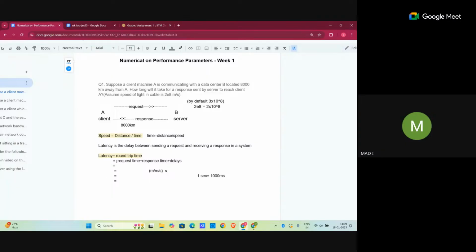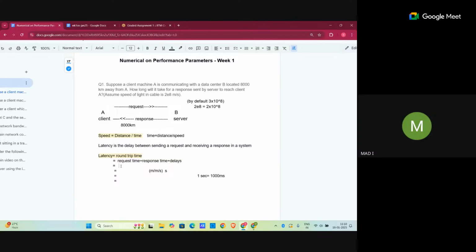So what is latency? Latency is round trip time. This is request time, when the request is made from client to the server. And the response time is when the server sends the response to the client. Now, what is given? I said speed is equal to distance upon time. So what is the distance? Distance is 8,000 kilometers.